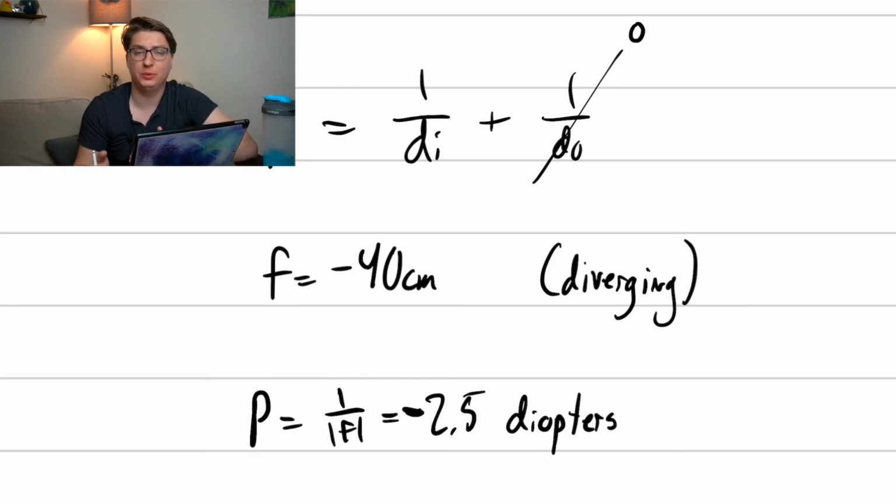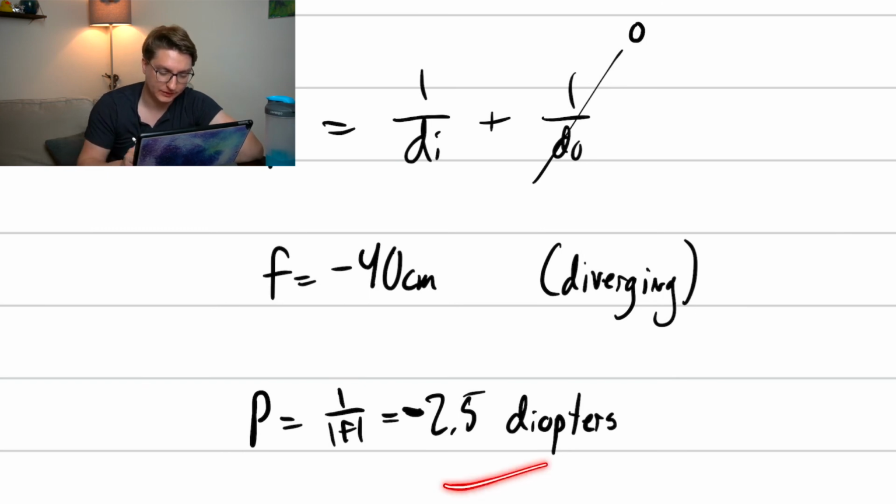So what does that mean for the prescription? Well, again, power is 1 over the focal length, and that gives us 2.5 diopters, and that's a number that someone will sell you a pair of glasses for. For me, mine's a little less strong. It's like negative 1.75, so I can see a little bit further before it goes blurry, but there's the power.